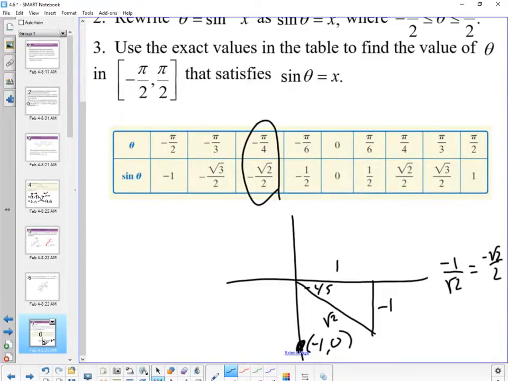Why does it say sine of theta equals x? Number 3, like that? Yeah, but you're looking within this interval that satisfies that. So it's what you've been doing. It would still be the same idea.